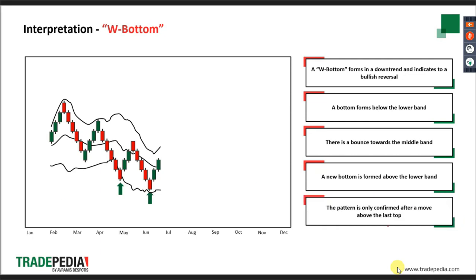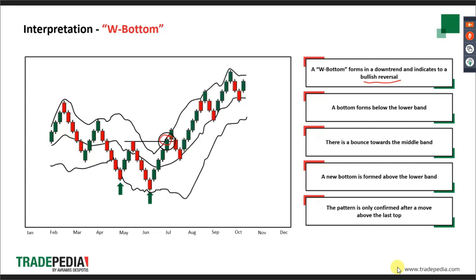The pattern is only confirmed after a move above the last top. So the pattern is only confirmed here. This is an indication for the bullish reversal. Once the pattern is formed, it may come back to the moving average before continuing. But we will test it out in the real market later, because this one is the perfect example.